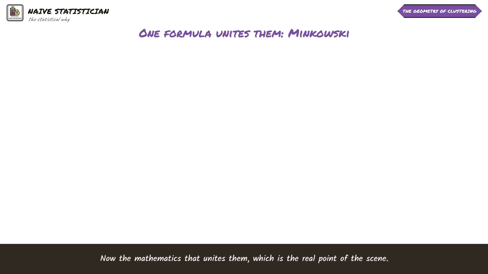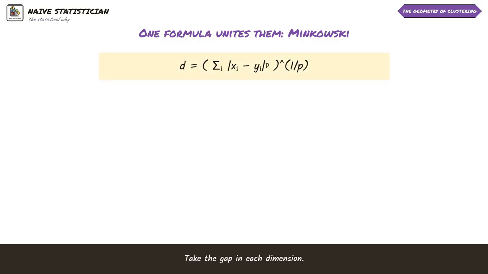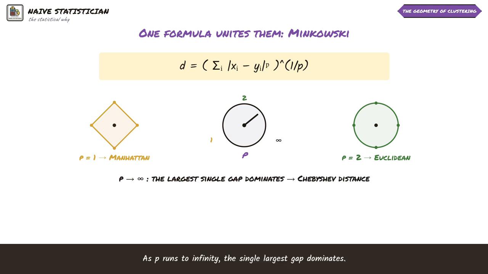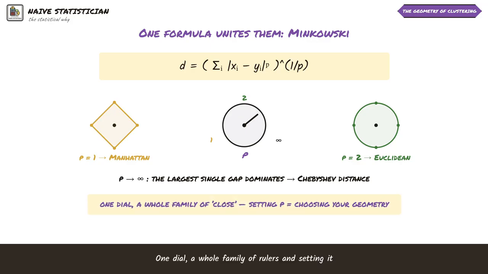Now, the mathematics that unites them, which is the real point of the scene. Euclidean and Manhattan are two settings of one formula. Take the gap in each dimension, raise it to the power p, sum, then take the pth root. That is the Minkowski distance, and p is a dial. At p equal to 1, the powers vanish and you get Manhattan. At p equal to 2, squares and a square root give Euclidean. As p runs to infinity, the single largest gap dominates, giving the Chebyshev distance. One dial, a whole family of rulers, and setting it is choosing the geometry your clusters form in.